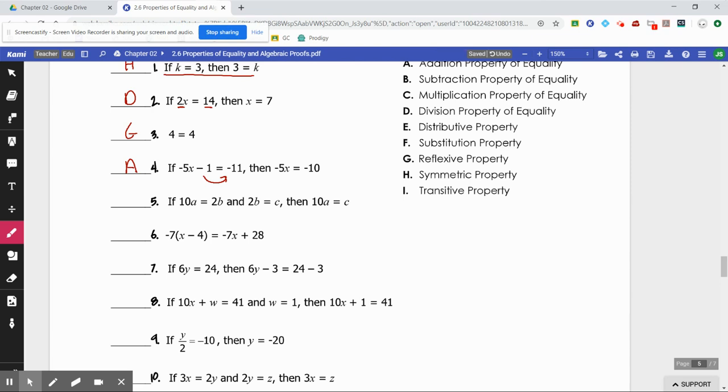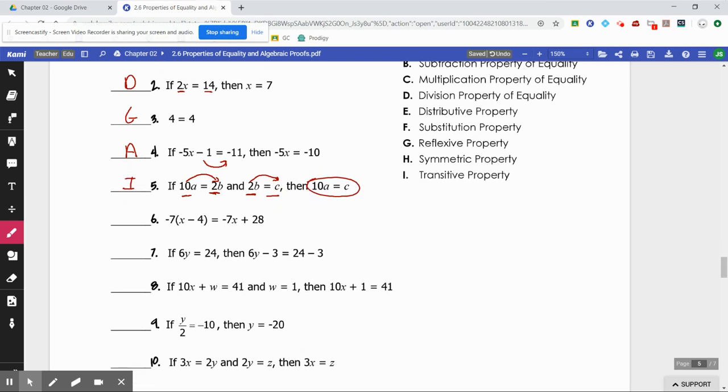If 10a is equal to 2b and 2b is equal to c, wait a minute, they're both equal to 2b. So if one thing is equal to another, and that something is equal to something else, then you can set the first and the last equal to each other. That is called the transitive property. That is I. Negative 7 times x and negative 7 times negative 4. To get rid of parentheses, we use the distributive property. That is E.